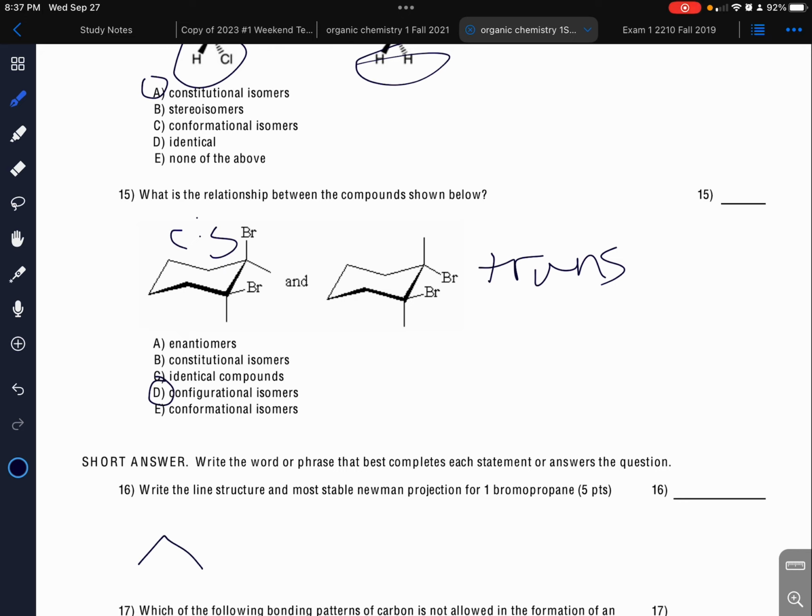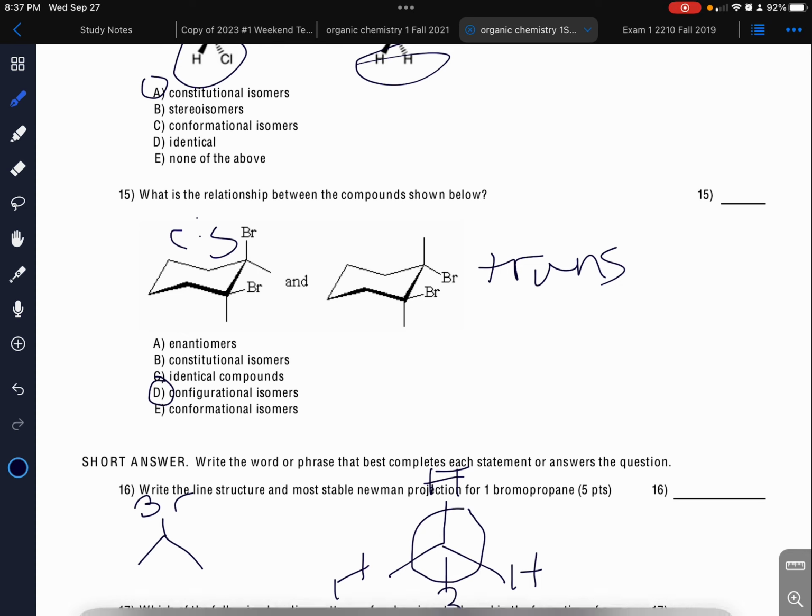Okay, 1-bromopropane. I was so nice. And I want a Newman projection. So if I'm looking at a methyl, all of these are hydrogens. Hydrogen, hydrogen, hydrogen. The bromine is going to be here, Br. A methyl, CH3, and a hydrogen. Just having it staggered.